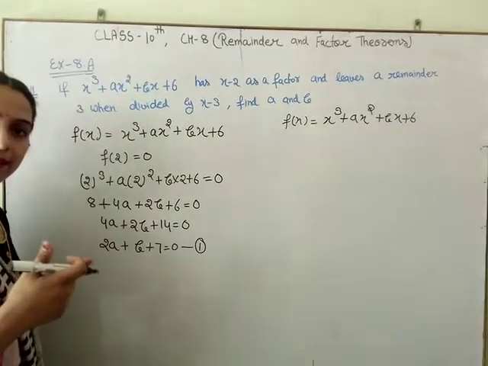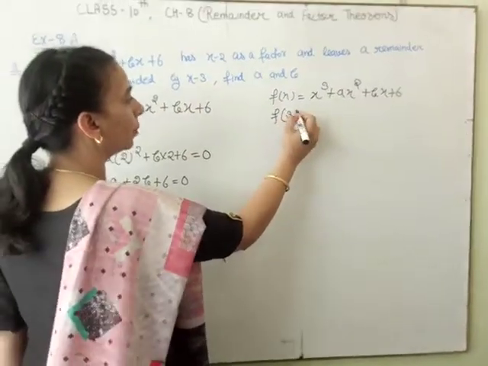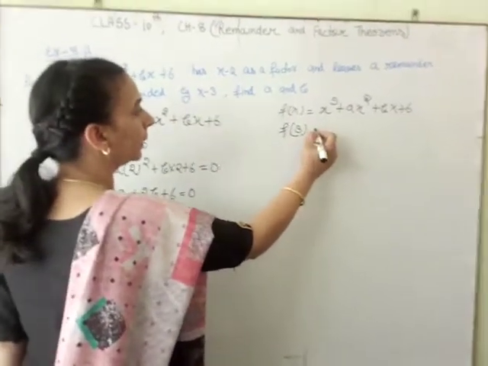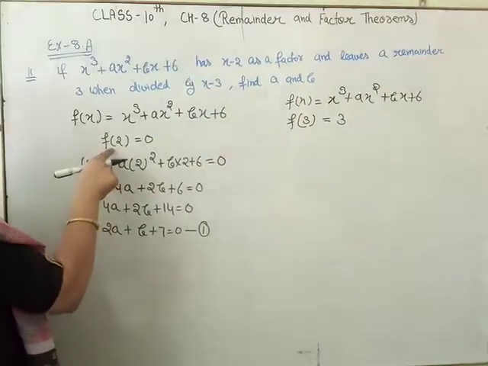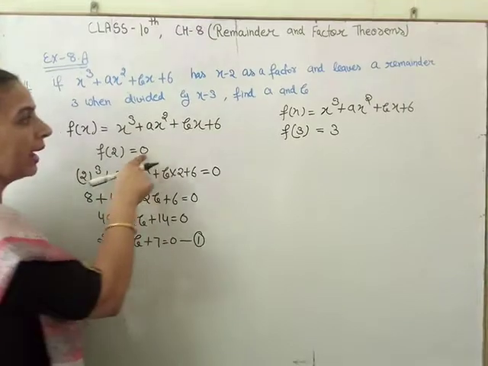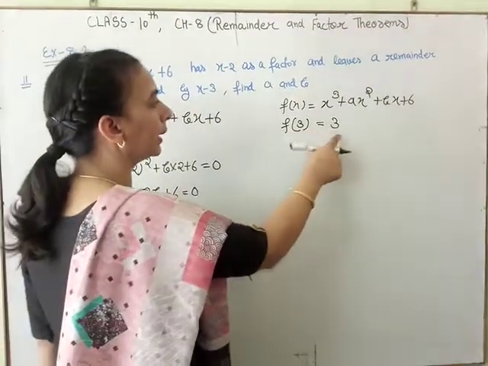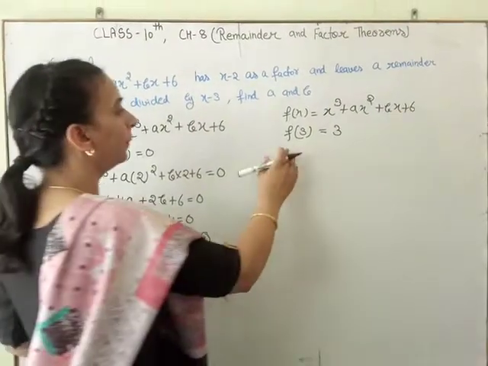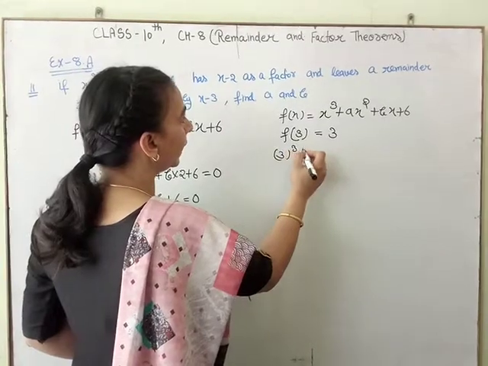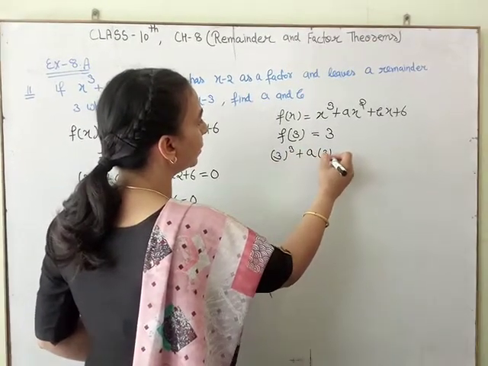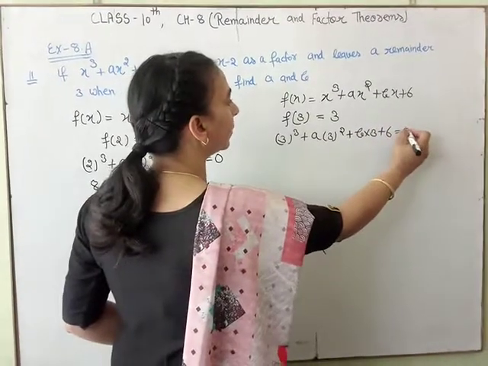Then we use the remainder theorem, put x minus 3, then we put f of 3, and this is the remainder. Here the remainder is equal to 3. If this were a factor, then the remainder would equal 0, but since the given remainder equals 3, we put f of 3 and the remainder equal to 3. Okay student, then in place of x we put 3: 3 raised to the power 3 plus a into 3 square plus b into 3 plus 6, and this equals 3.